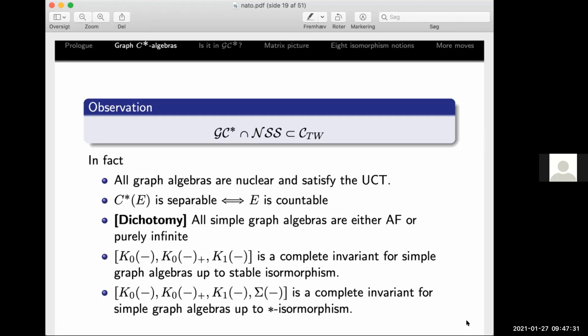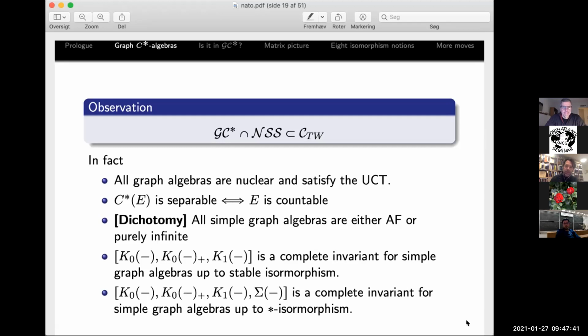And there is a dichotomy result, which goes back to the beginning of the theory, that says if you have a simple graph algebra, either it's AF or it's purely infinite. So either you're in the classification result, you're covered in the simple case by George's result or by the Kirchberg-Phillips result. So you have very general classification results for simple graph algebras.